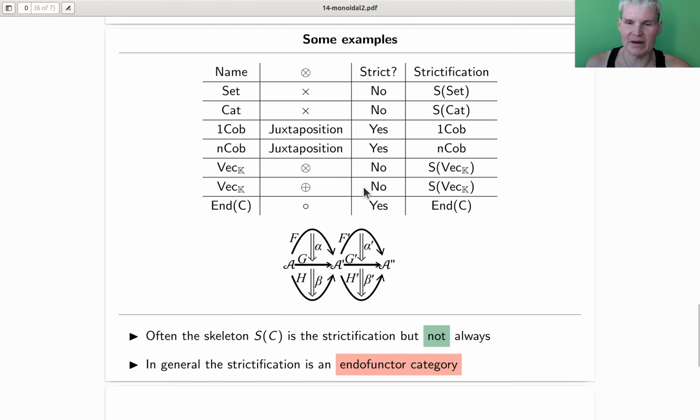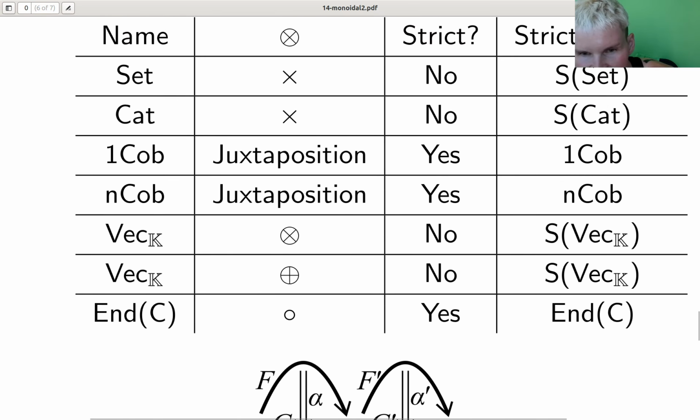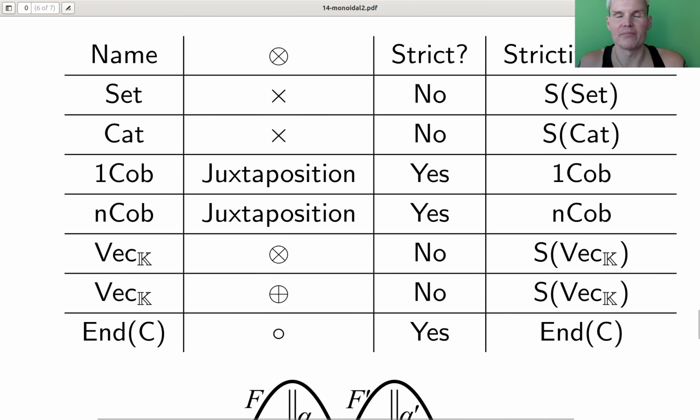So let me give you some examples, and next time I will have much funnier, kind of the crucial example, I think, in this whole business. So we have the category of sets, and tensor product is just Cartesian product. It's not strict, we already had that. The strictification is what people call the skeleton. I will explain that next time as well.